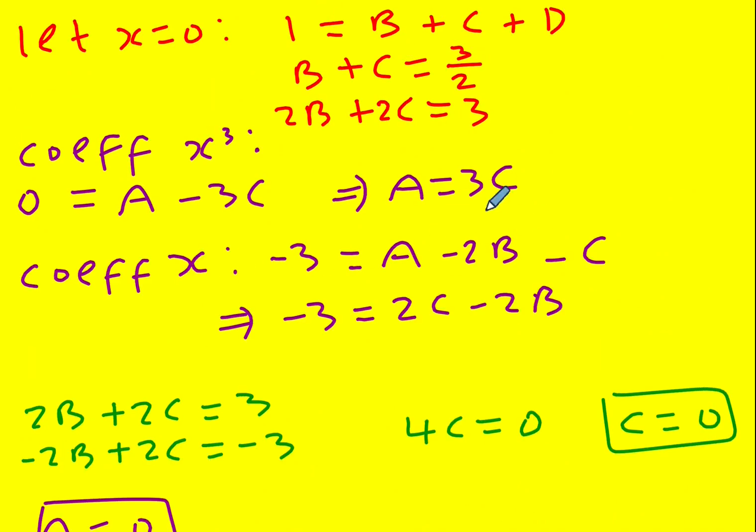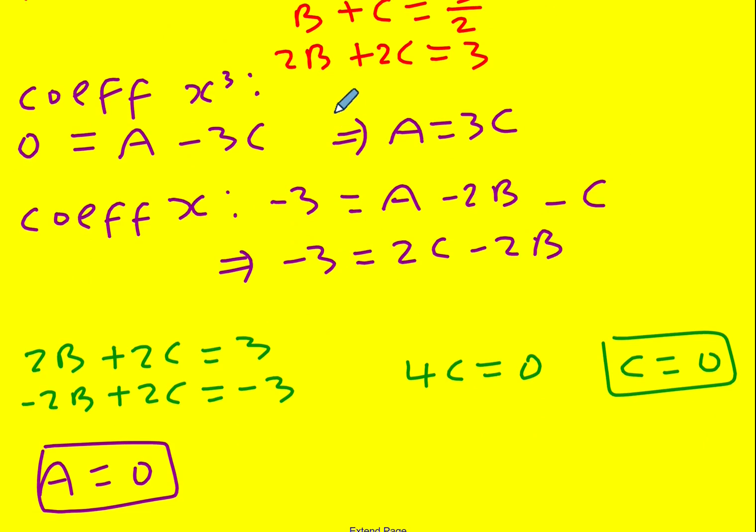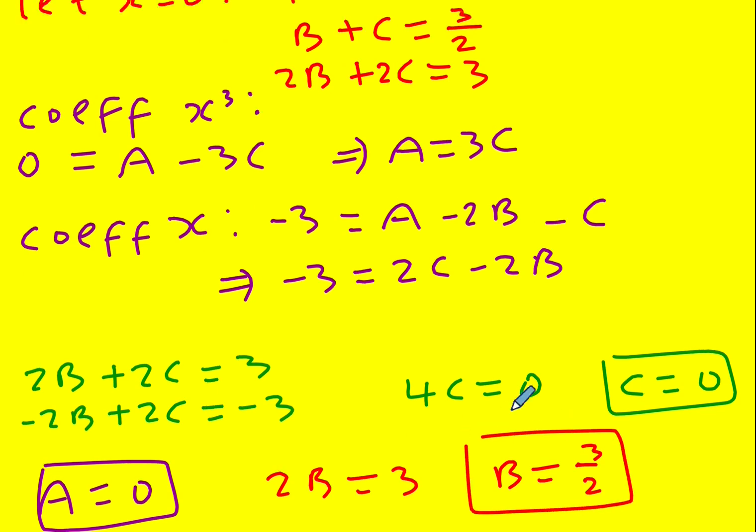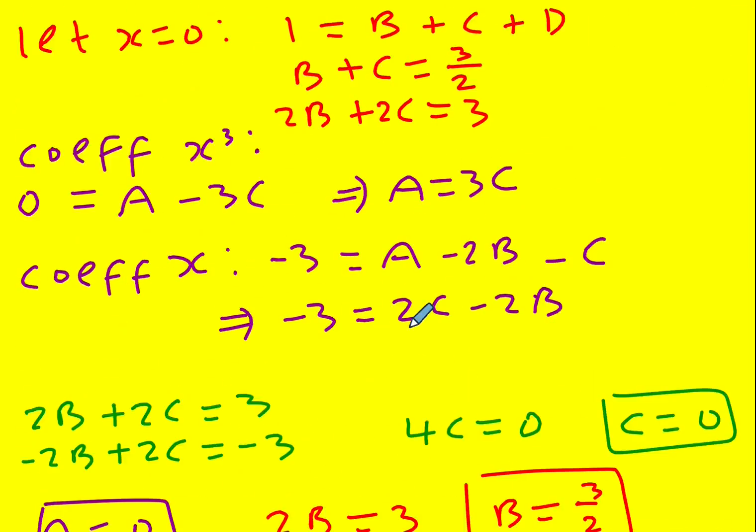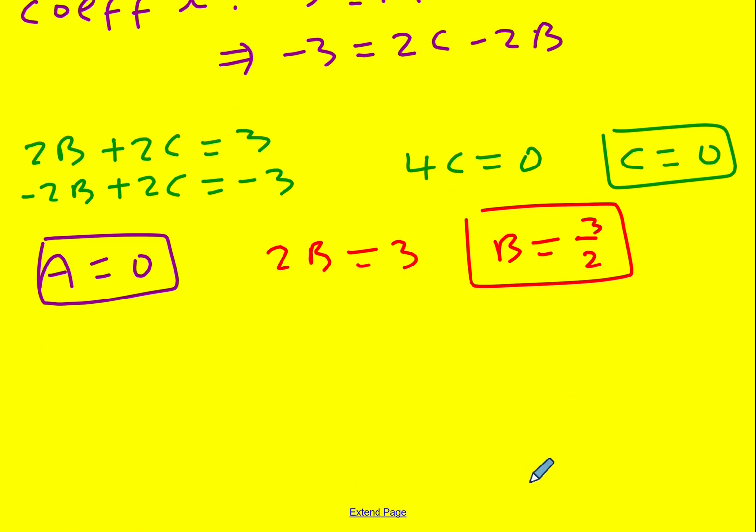And then finally, therefore, we're left with 2b is equal to 3. b is going to be 3 over 2. So we found the constants. It's up to you if, at this point, you want to write down the function. I think I'm going to.